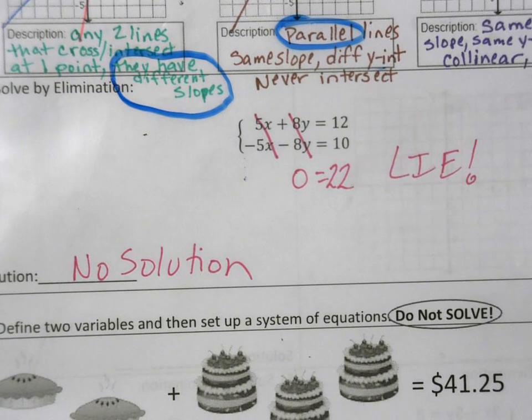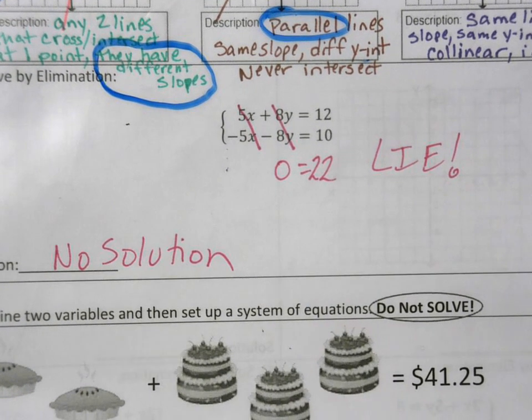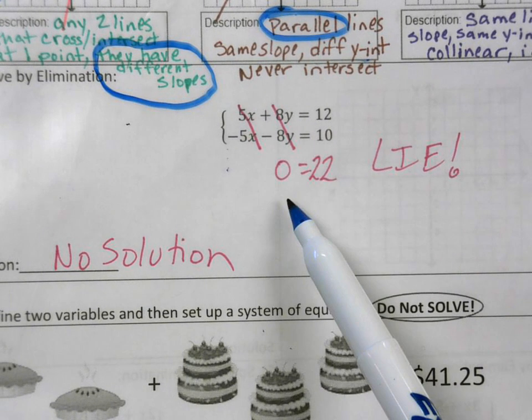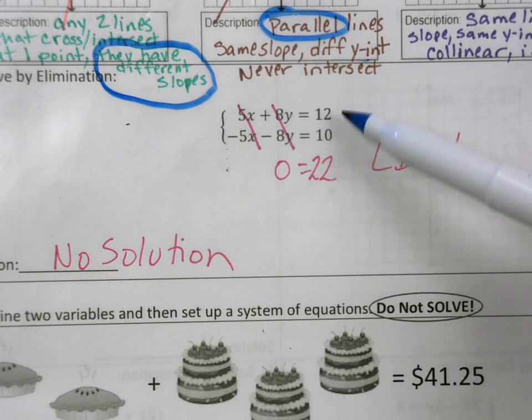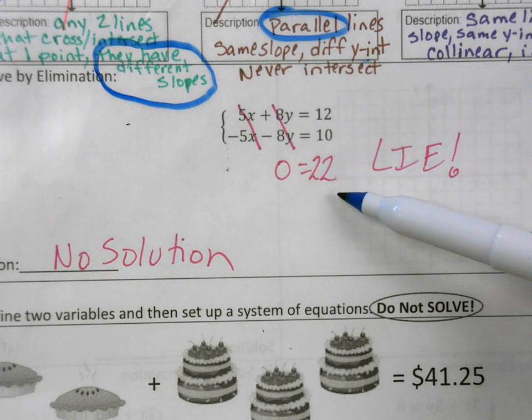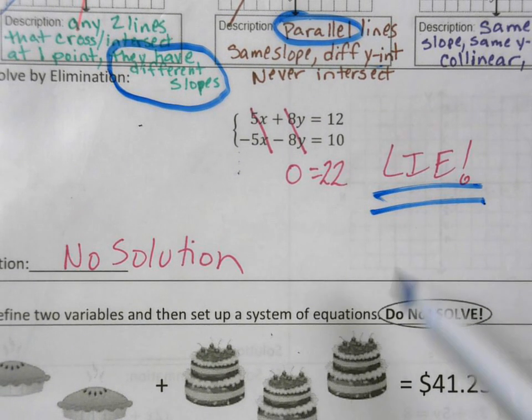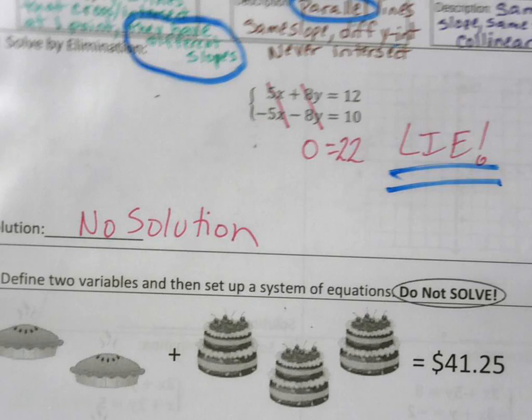Then this next one said solve by elimination. If you eliminate straight down, everything cancels for your x's and your y's, and you're left with a 0 on one side. But over here on the other side, 12 plus 10 is 22. That is not true. It is a lie. And if it's a lie, it is no solution.